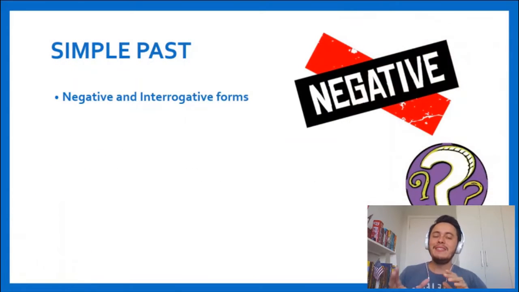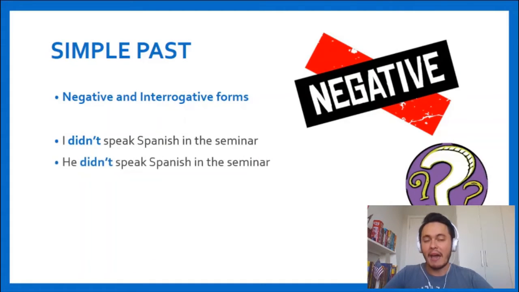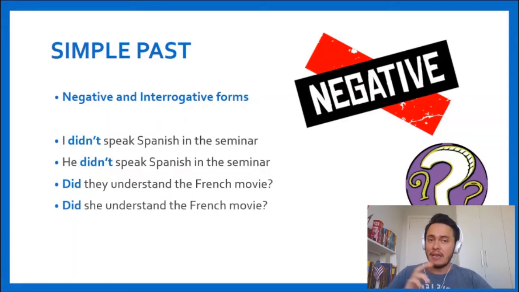Now, to put these in the negative and the interrogative form, we have two auxiliaries. We have did and we have didn't, as we can see here in the examples. I didn't speak Spanish in the seminar. He didn't speak Spanish in the seminar. Very interesting here. Between I and he, there's no difference. The structure of the sentence is the same. So this is a plus side, positive aspect of simple past. You don't have to worry about the person if it's I, you, he, she, it, as we have this concerning simple present. In the simple past, it is the same for everybody.